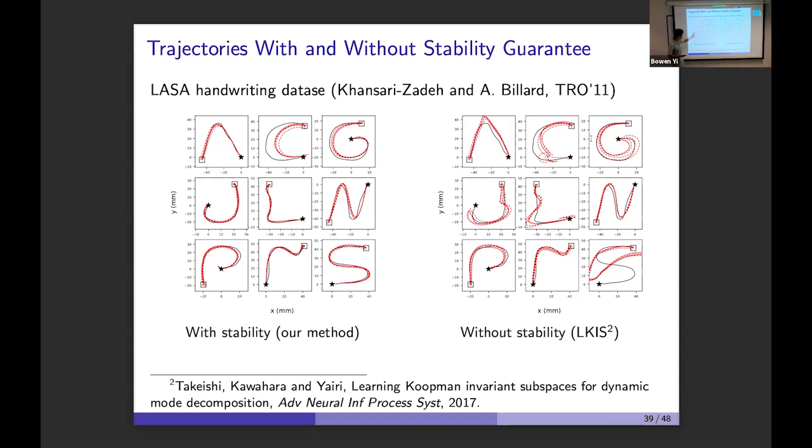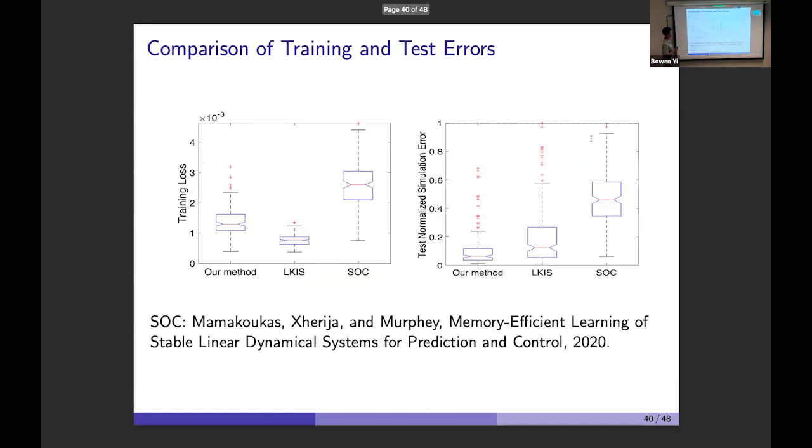Okay, so the left-hand side is our result by imposing the stability constraint, and the right-hand side is another method that does not consider constraints. In some cases, the results have very similar accuracy, but in some cases, if we do not impose stability, the obtained model may lose stability due to the noise in the dataset. And here is some comparison between training and testing error. Here our method got the best accuracy.